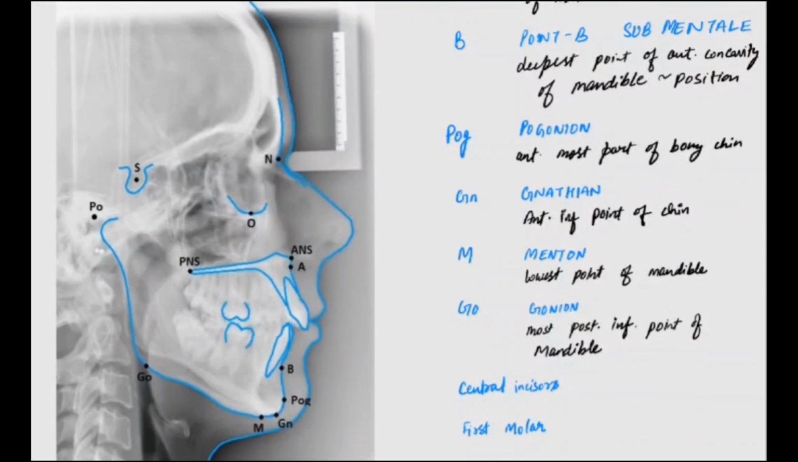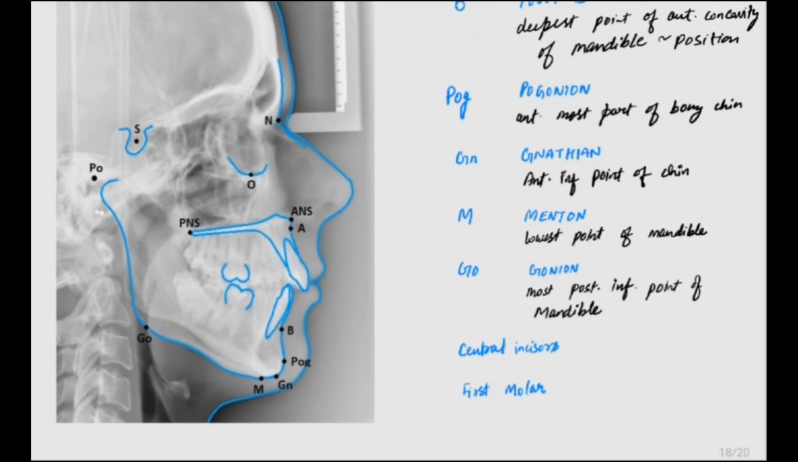Now coming to point B, this represents submental. It is the deepest point of the anterior concavity of the mandible. It represents the position of the mandible. Now coming to the POG point, it represents Pogonion. It is the anterior most part of the bony chin.